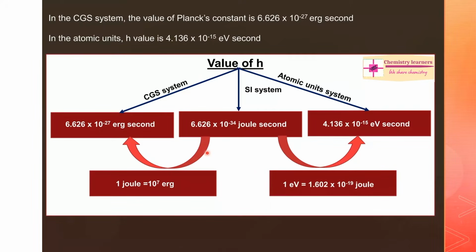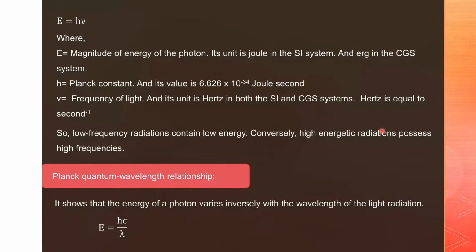Okay. So, you can convert between different values of Planck's constant. Suppose you start with the SI unit, and 1 joule is 10 to the 7 erg. So, you get the value of Planck's constant in the CGS unit, or you can use this conversion factor: 1 electron volt is 1.602 times 10 to the minus 19 joule. So, you can convert Planck's constant from joule second to electron volt second. So, as we all know, E is h nu.